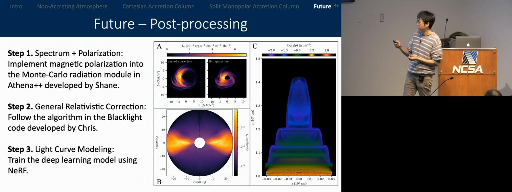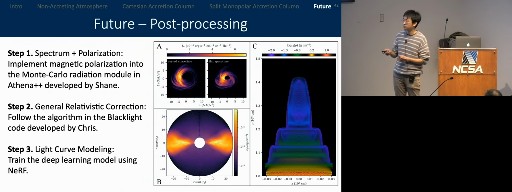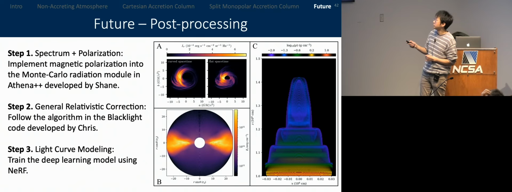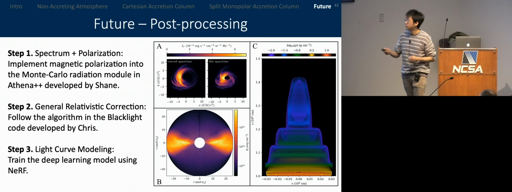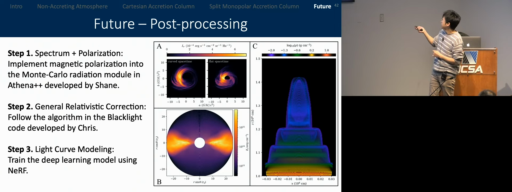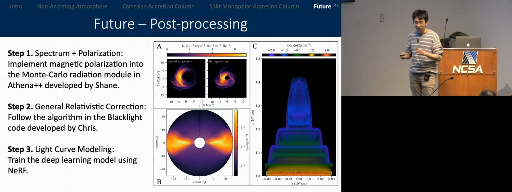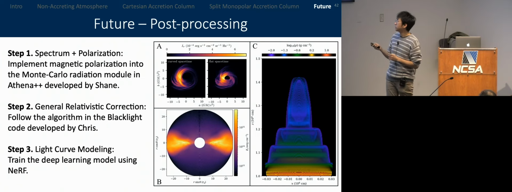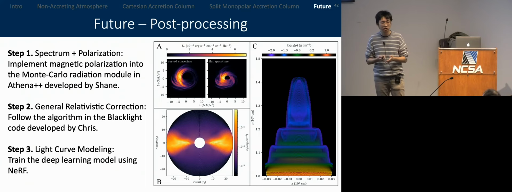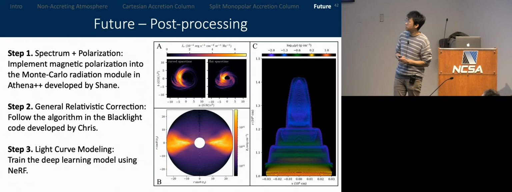Therefore, because we have a better profile of the accretion column, we can simply do a Monte Carlo simulation. My first step is trying to generate the spectrum and the polarization using the Monte Carlo code developed by my advisor's other student called Shane Davis, who is right now a faculty member in Virginia. And here we're going to implement the different polarization modes in his Monte Carlo code. There's a lot of physics that you can include, like QED effects, pair production, and all sorts of things that can be game changers. So we're going to play with them one by one.